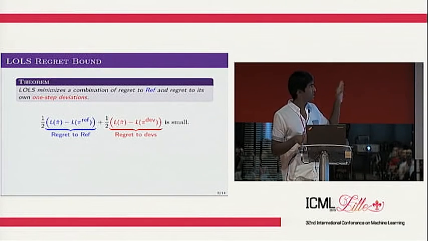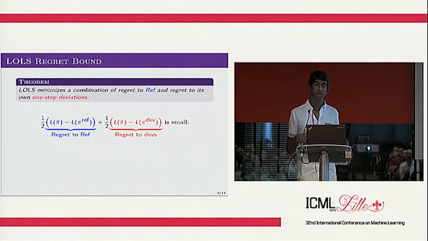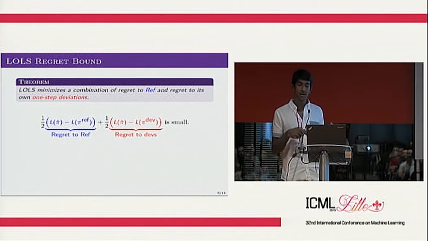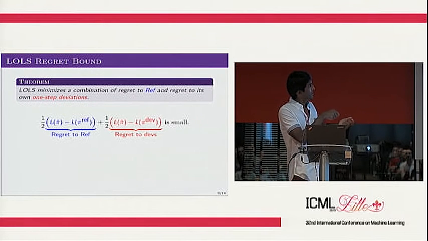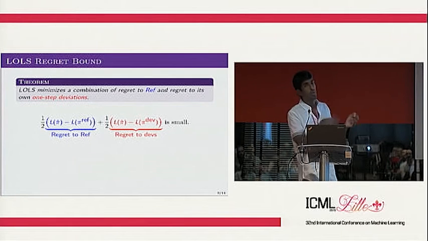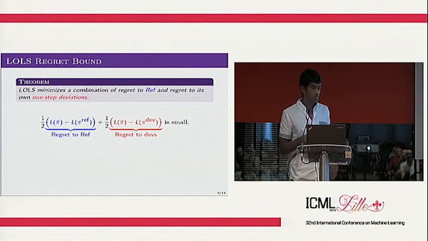So I'm just going to flash that theorem up again, but it's really nice to look at what the right-hand side of this regret bound is. I'm not going to show you the left-hand side. It's something that's kind of small. But there's two terms here. One is your performance compared to the reference. One is your performance compared to your one-step deviations.